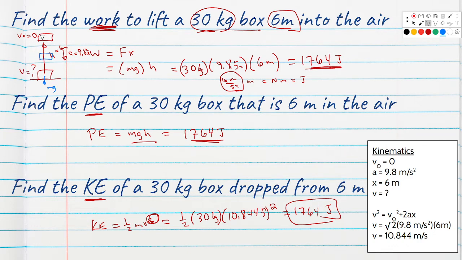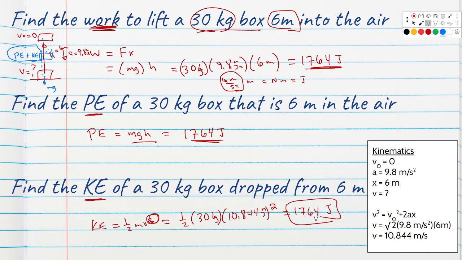Right there, I've still got some height to fall. In that case, I have some potential energy, and it's also moving. When it gets halfway down, it's moving, not as fast as it is at the bottom, but it's got some of that kinetic energy. And when I add those two together, I'm still going to get this 1764.